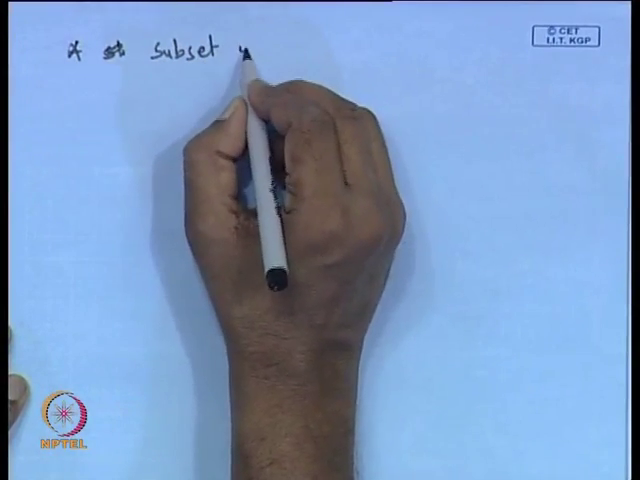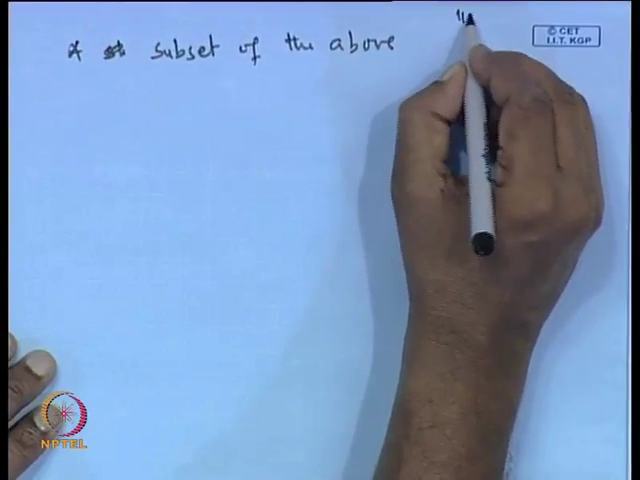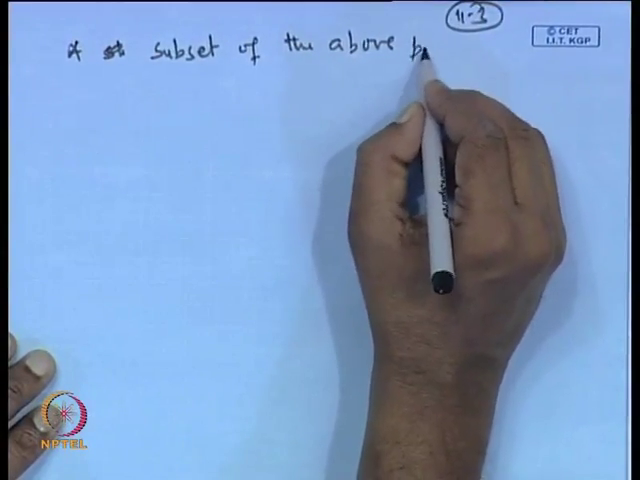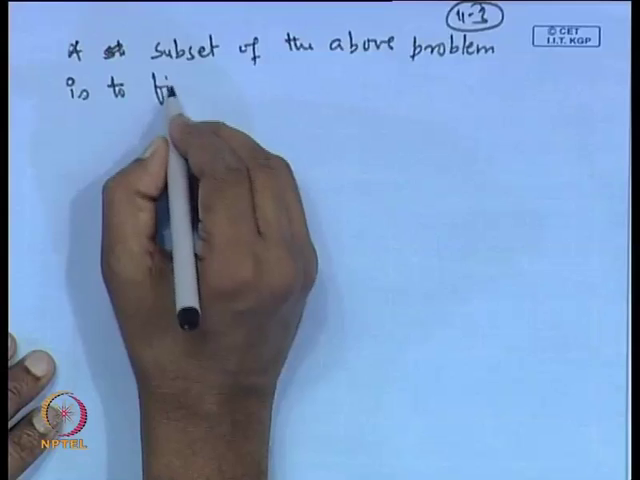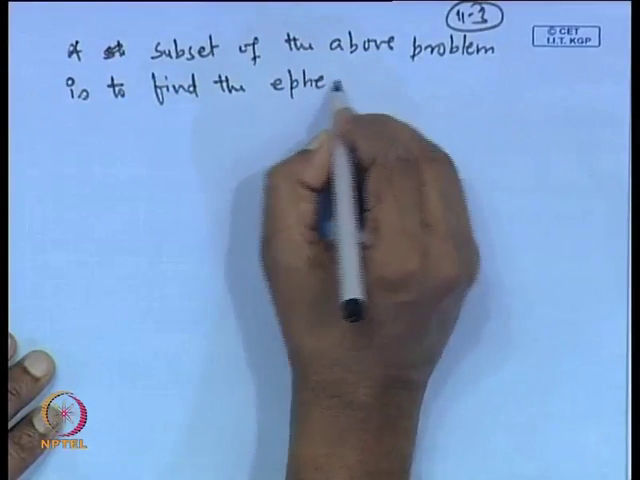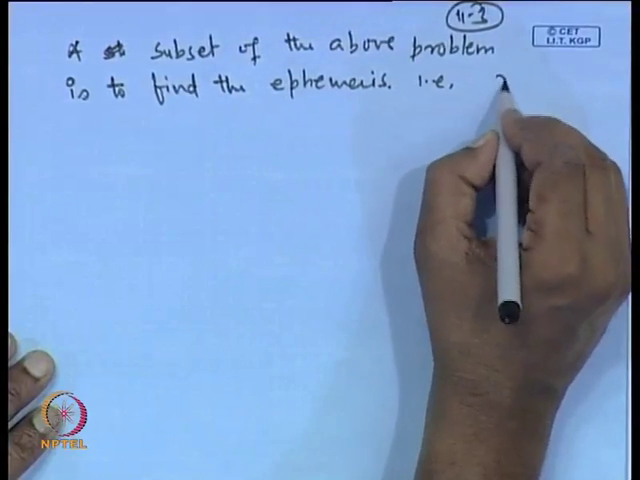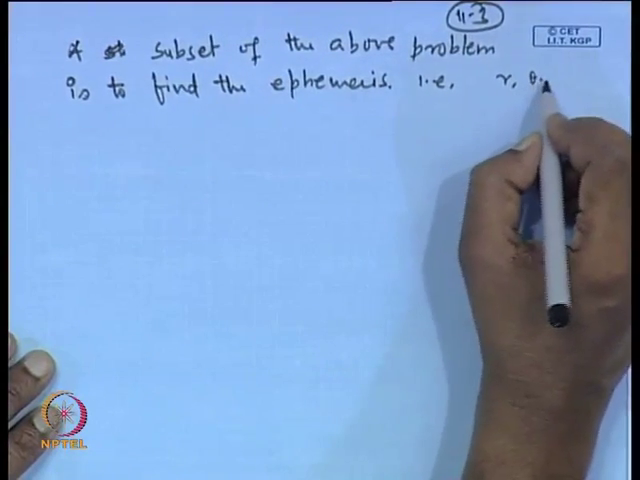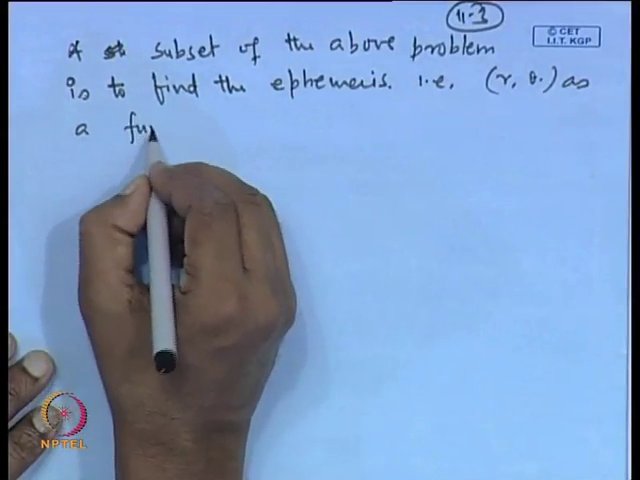A subset of the above problem is to find the ephemeris, that is, r and theta as a function of time.